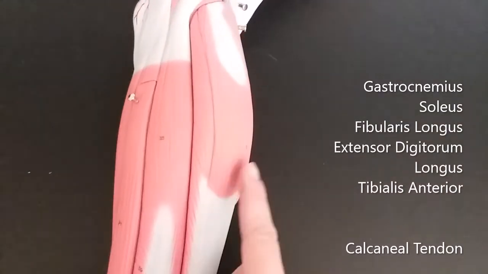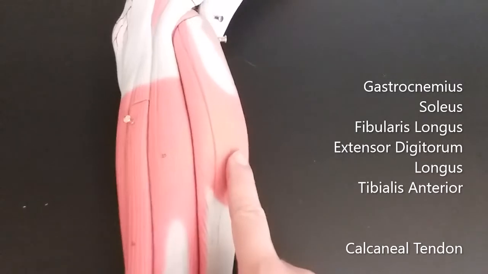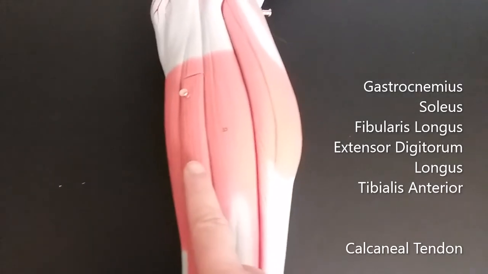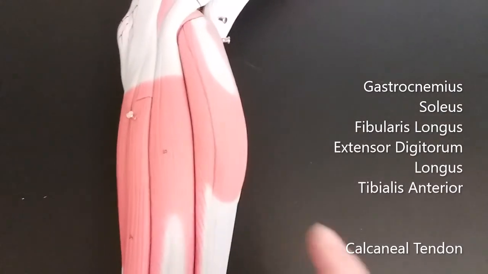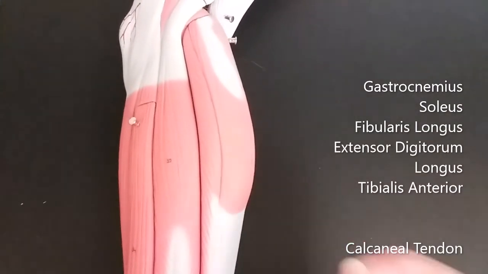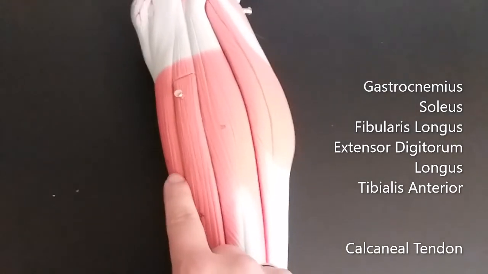So I always remember these from posterior to anterior: gastrocnemius, soleus, fibularis longus, extensor digitorum longus, and tibialis anterior, with the first letters. So my device is Great Sushi Feeds Extraterrestrials.